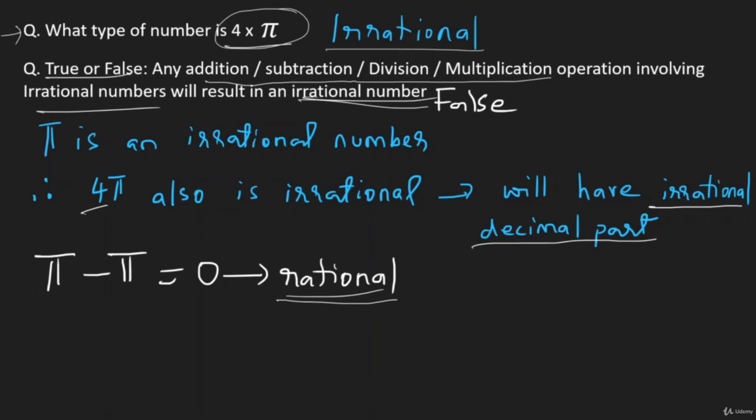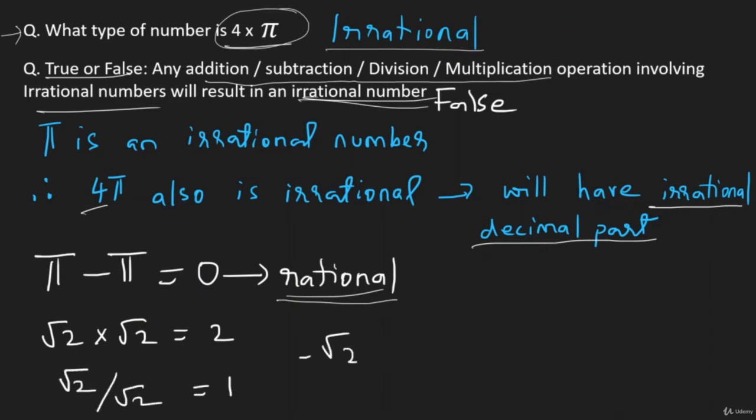Let's take a few more examples. Root 2 into root 2, that's 2, right? Root 2 is an irrational number, but root 2 into root 2 will give you 2, which is a rational number. Root 2 divided by root 2 will give you 1, which is also a rational number. Minus root 2 plus root 2 gives you 0. 0 is a rational number. So this statement is false. In some cases the answer would be irrational, and in some cases the answer is rational.